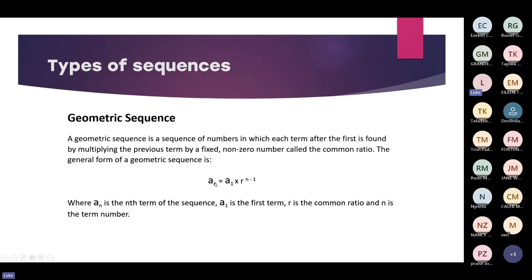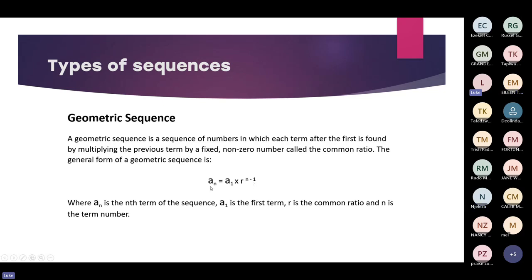Which means here, for example, we are saying our An will be A1. So A1 is equal to 3 times R to the power 1 minus 1, because our n is 1 and our R is 2. Then 1 minus 1 is going to be 0, so we have 2 to the power 0, which is 1. So we say 3 times 1, then we get 3.